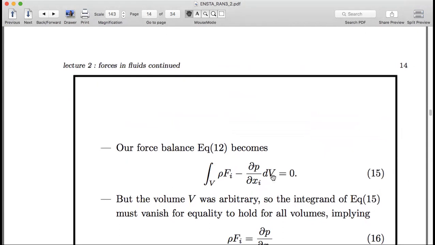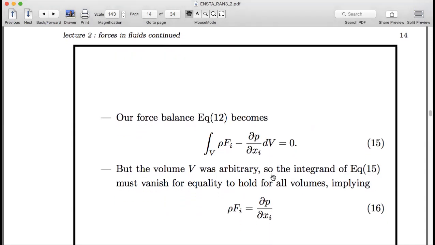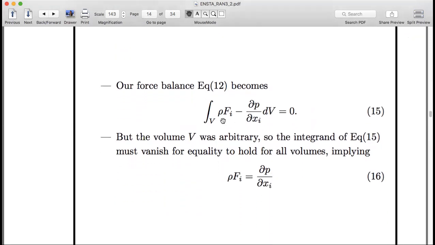And this is really powerful, because now I use the fact that the volume that we started with was arbitrary. I didn't say anything about the volume. It didn't have to be a cube. It didn't have to be a sphere. It was just an arbitrary volume which enclosed us, completely enclosed by some surface. So a volume completely within the fluid for this argument to work.